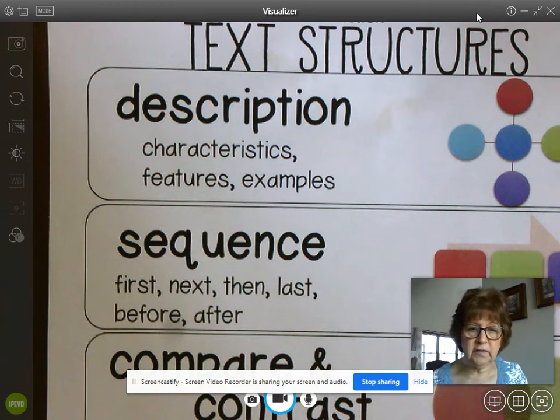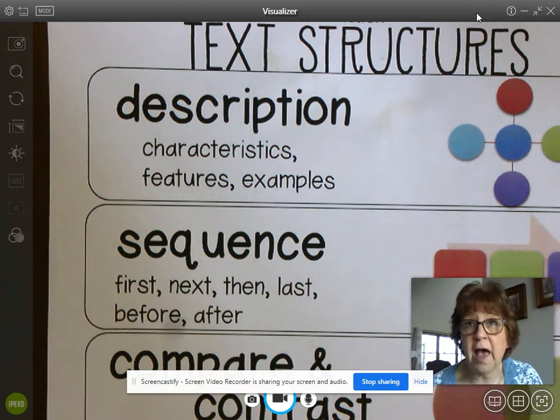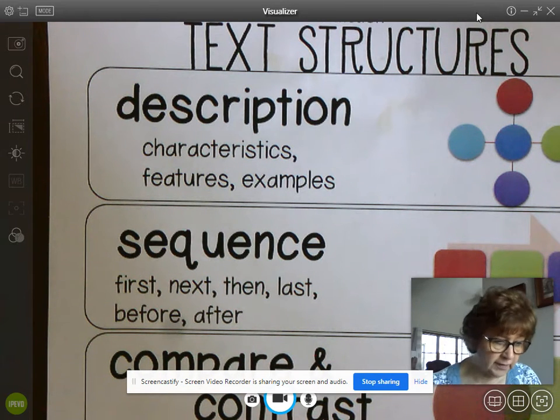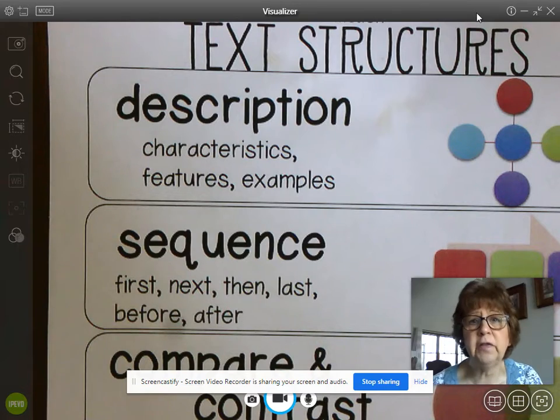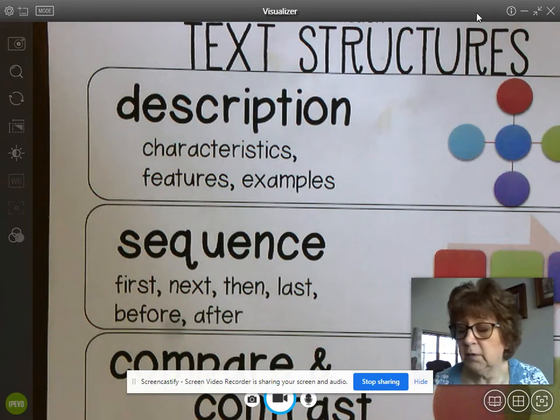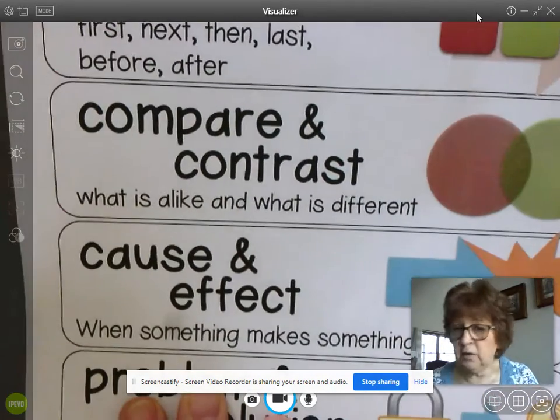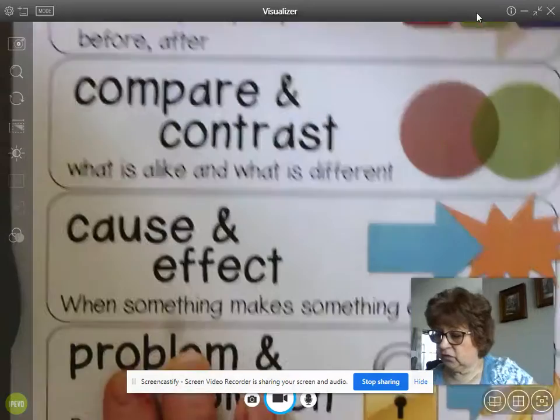Another type is sequence. All right, and there you're going to see words like first, next, then, last, before and after, in the morning, in the afternoon. Those kind of words are going to tell you that the author is talking about the order of events.